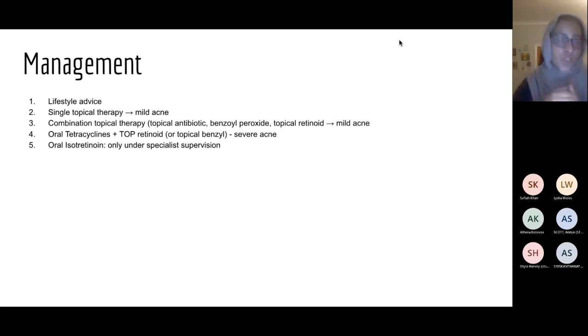Now, in terms of the treatment, again, there's lots of different options that you can have now. You might want to start with something topical, things like topical benzoyl peroxide. You might want to use topical retinoids. If that doesn't work, you can add on topical antibiotics. And if that doesn't work, you can start going down the oral route, so adding on oral antibiotics. And the last stage is oral isotretinoin, which you would need to take under specialist supervision, because there are significant side effects with taking oral retinoids.